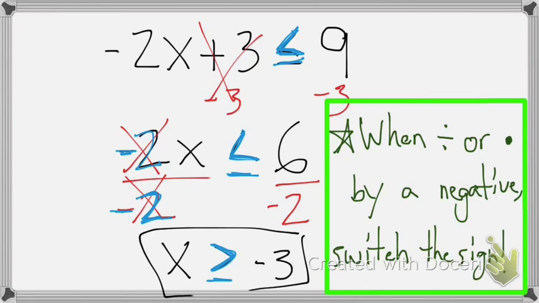Okay, and just a review of what that means real quick. If it was like this before, then it's going to switch to that. If it was like that before, then it's going to switch to that. Same thing, if there's underlines, they still have underlines. If there's not underlines, they don't have underlines. All right, but the signs have to switch. So that's all you need to remember when solving inequalities. Same steps as everything else as equations, but switch the sign if you divide or multiply by a negative.